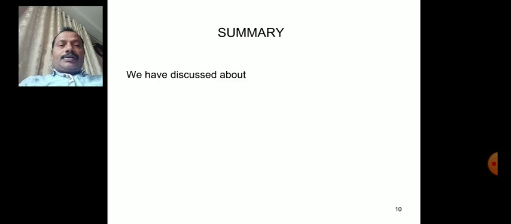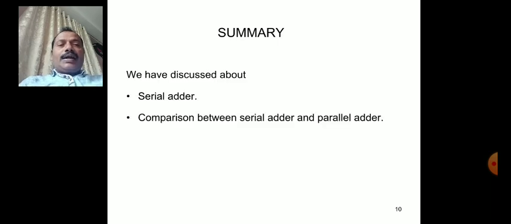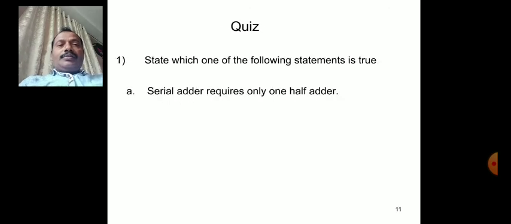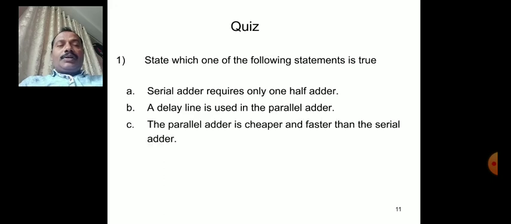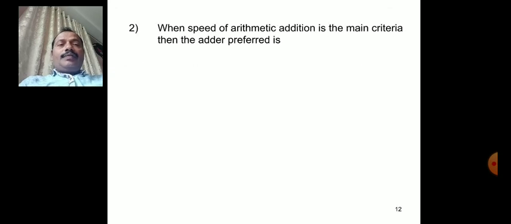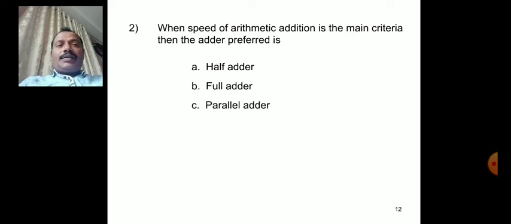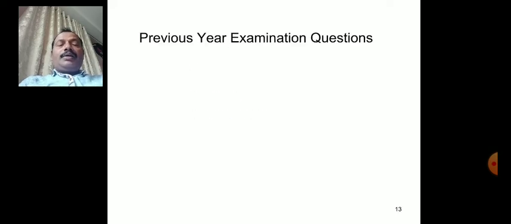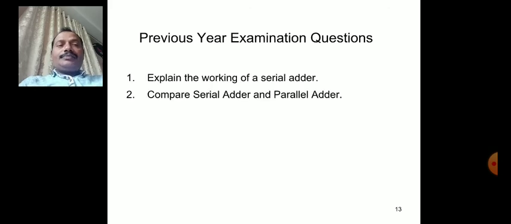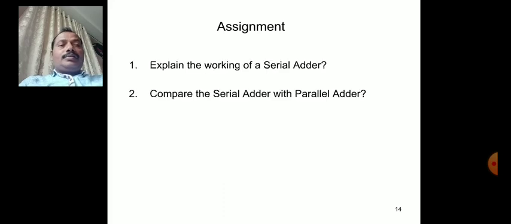Next, summary: we have discussed the serial adder and compared the serial adder and parallel adder. Which one is the true statement? The serial adder requires only one full adder. When speed of arithmetic addition is the main criterion, then the preferred adder is the parallel adder. Previous year examination questions come like this: the serial adder and the comparison. These are the two assignment questions you have to learn.